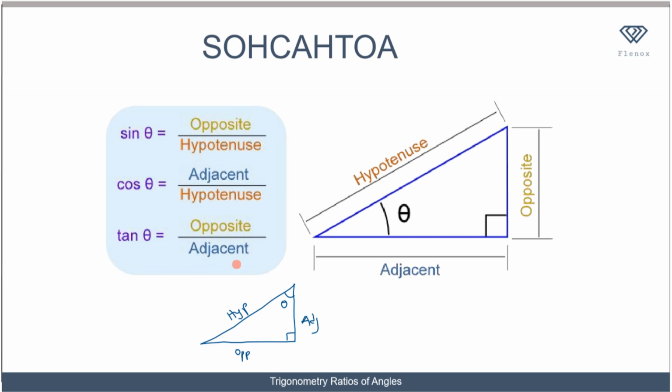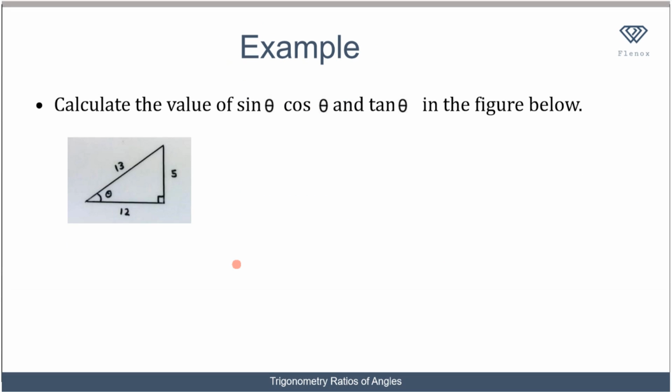So let's look at how this plays out. Here we are told to calculate the value of sine theta, cos theta, and tan theta in the figure below. We are given a right angle triangle. As you can see, one of the angles here is 90 degrees, which makes it a right angle triangle, and we are given that this angle is theta. Let me sketch that out so you can see it clearly. You have this angle here called theta, and you have a right angle here, and I'm told that the length of this side is 5, the length here is 12, and the hypotenuse is 13.